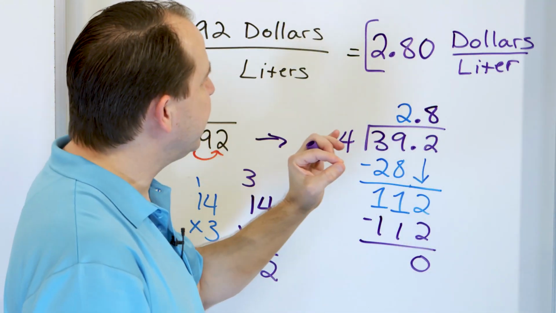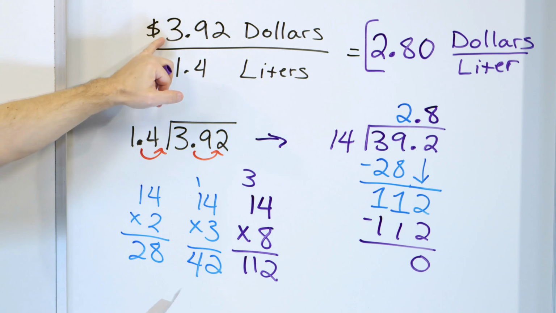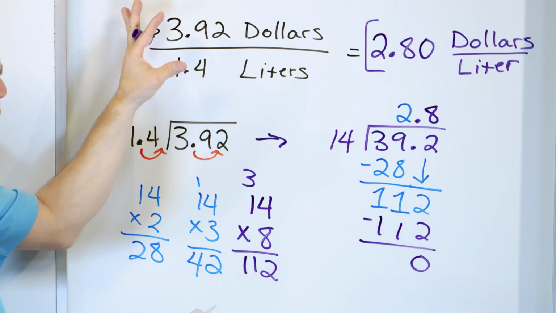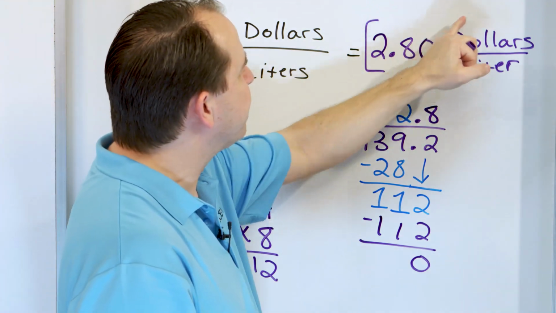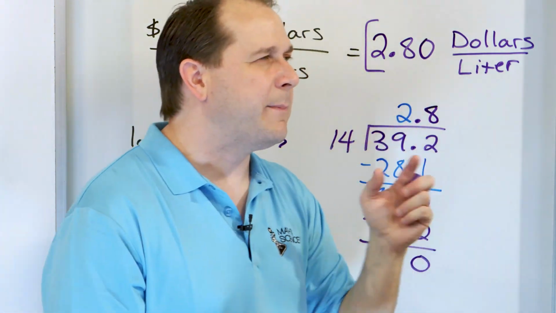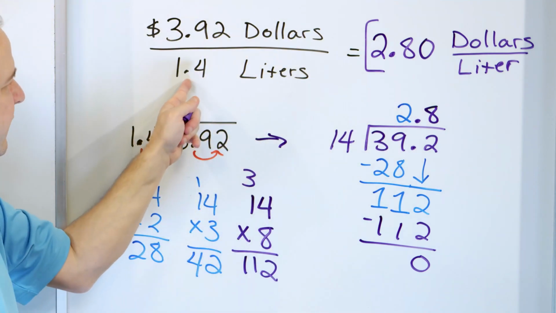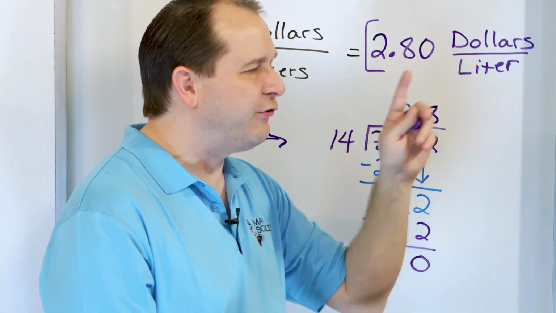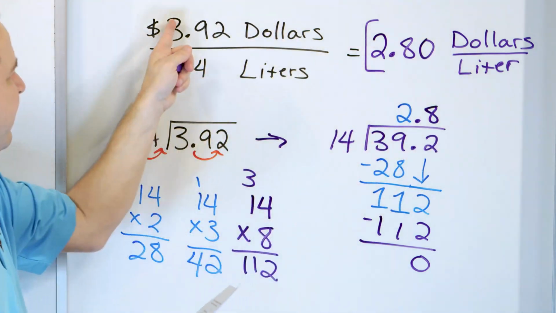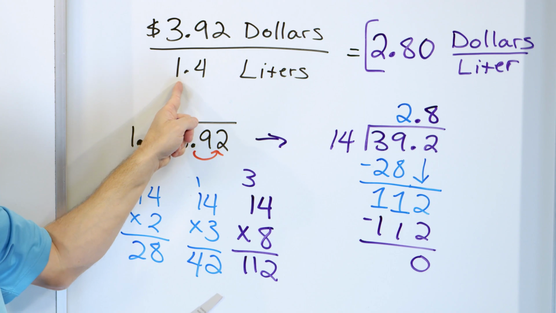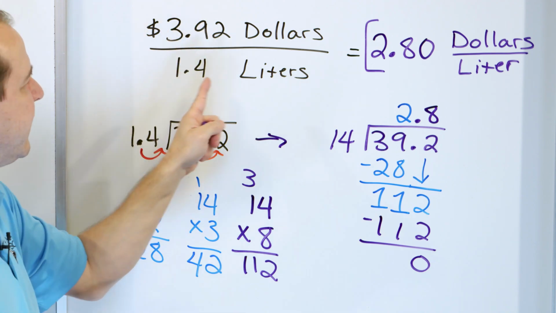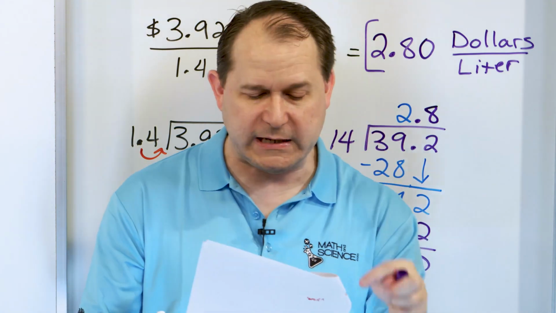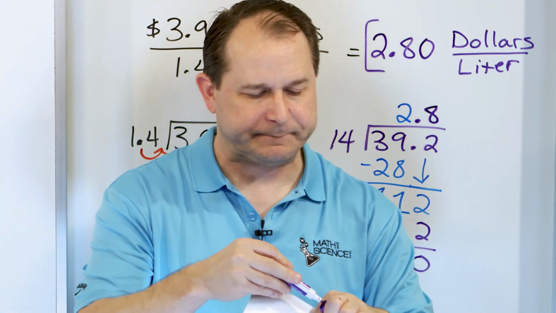This is basically telling you that if you spend $3.92 on something for 1.4 liters, then when you divide it, you get this number. This is telling you the price for every single liter. Think about it. If you spent this much for more than a liter, then this price makes sense as the price for just 1 liter, because you spent this much and you got way more than a liter, 1.4. So the price for only 1 liter should be less. This number, $2.80, is the price per 1 liter. That's what it actually means.